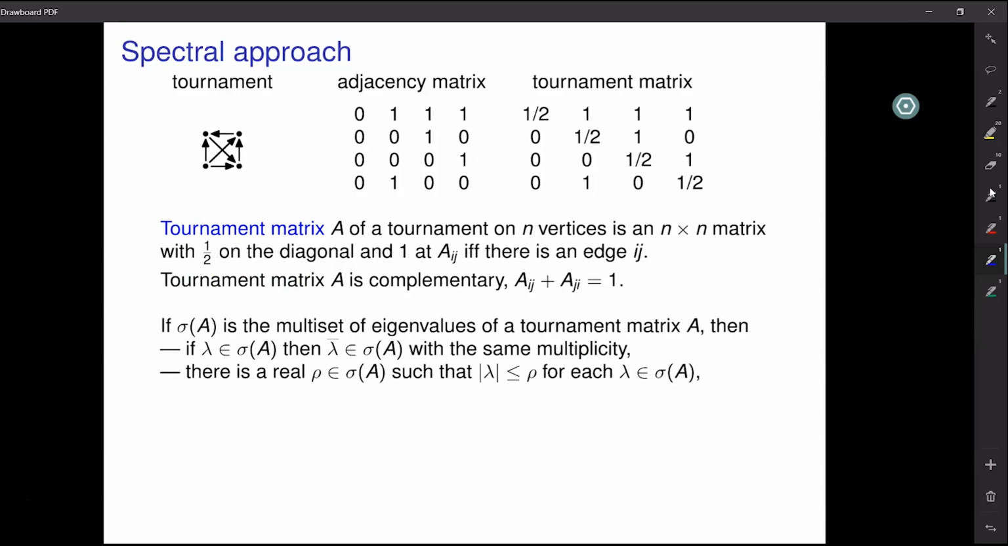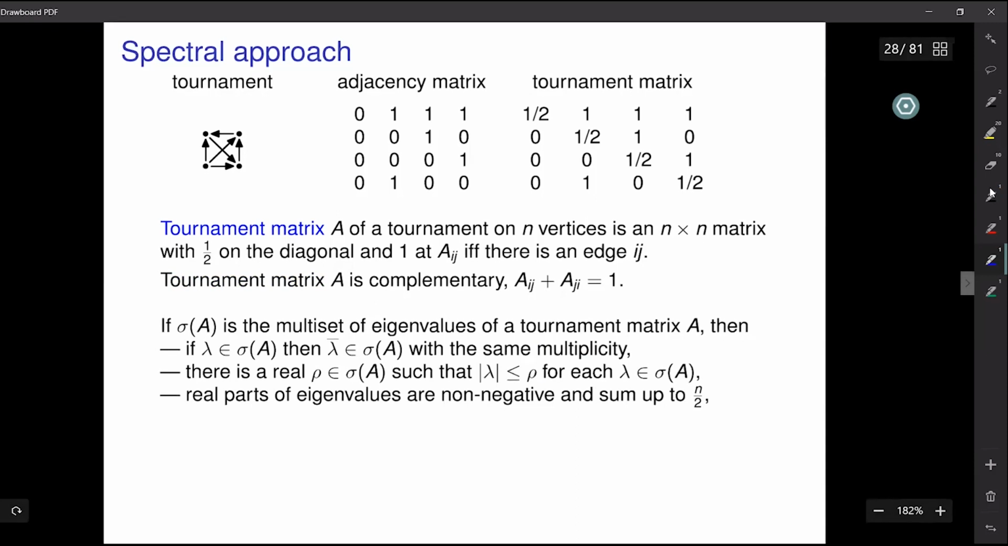There is a real value in the spectrum called the spectral radius, such that the modulus of every other eigenvalue is at most the spectral radius. Also, all real parts of the eigenvalues are non-negative and they sum up to exactly ½.